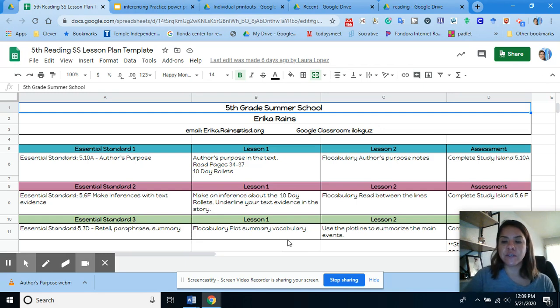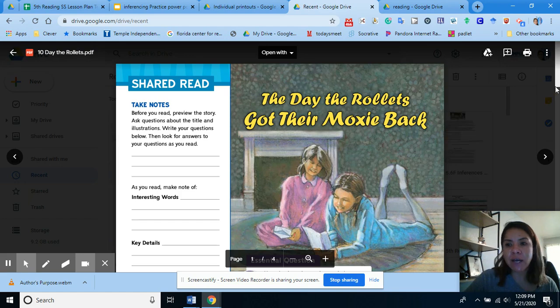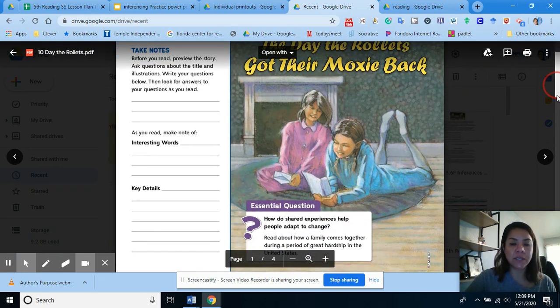Okay, guys, so for our next inferencing lesson, you are going to use the same story that you used yesterday, which is, nope, not that one, "The Day the Roulettes Got Their Moxie Back." If you have not finished reading the story, it's fine, because reading is a process and it's going to take you a while to understand what you are trying to read.